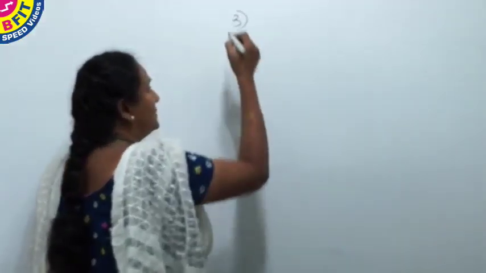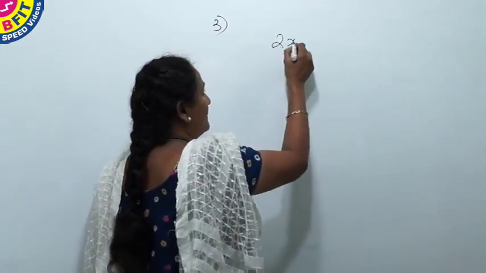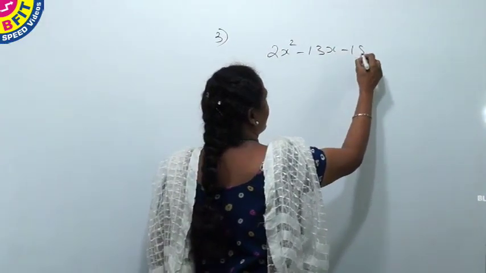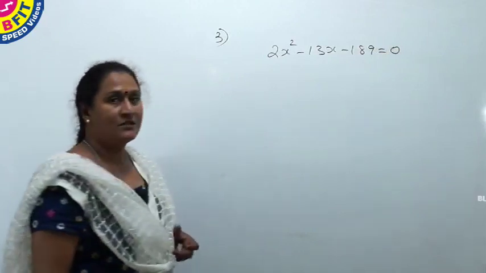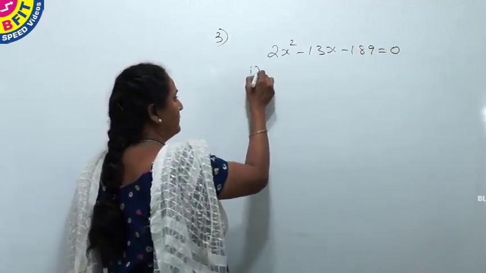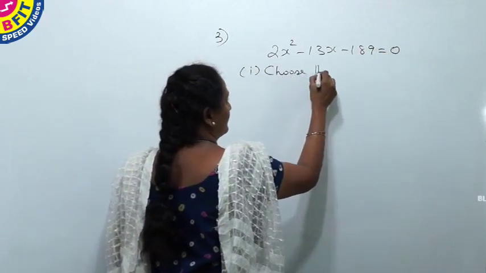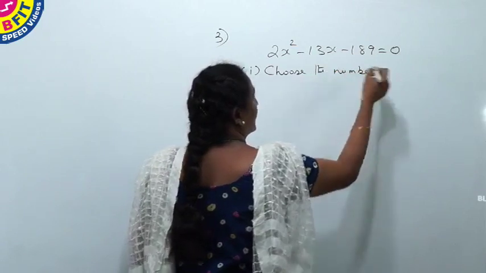So the first equation is 2x square minus 13x minus 189 equal to 0. So the first step, choose the numbers according to the equation.